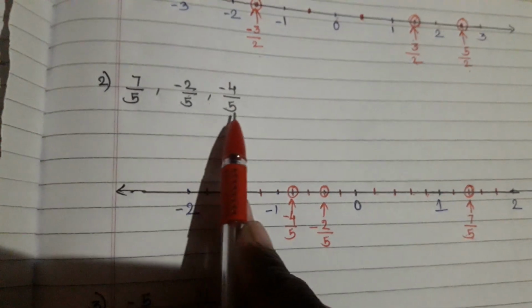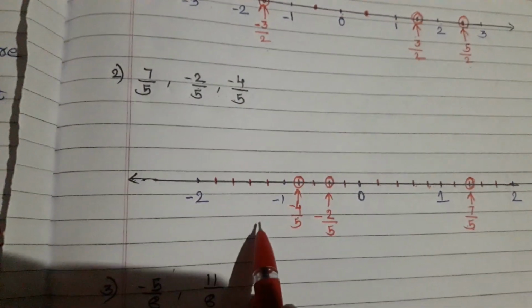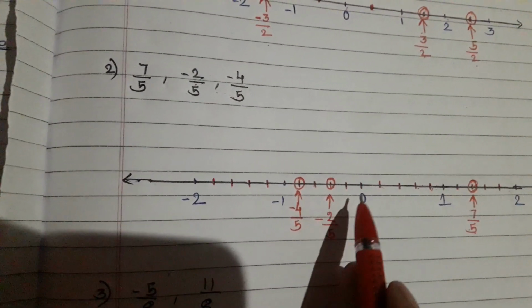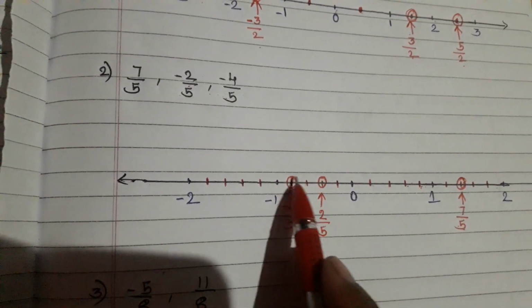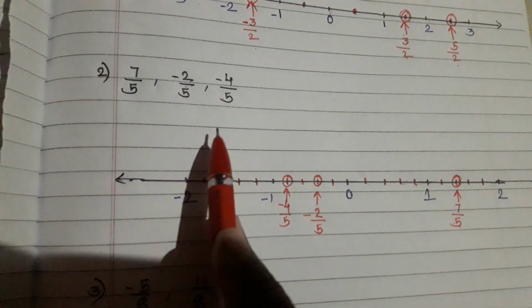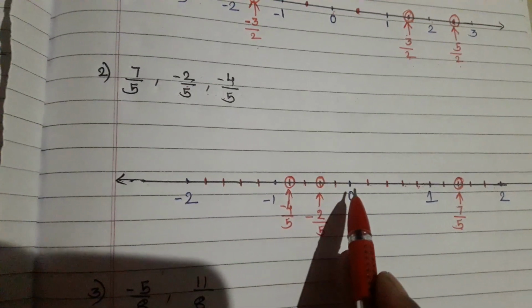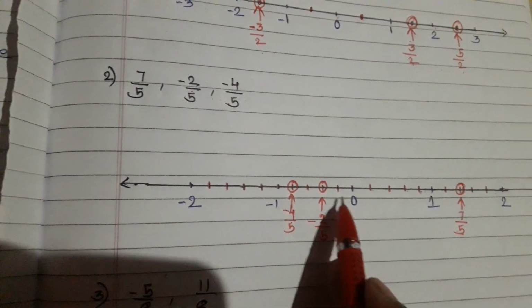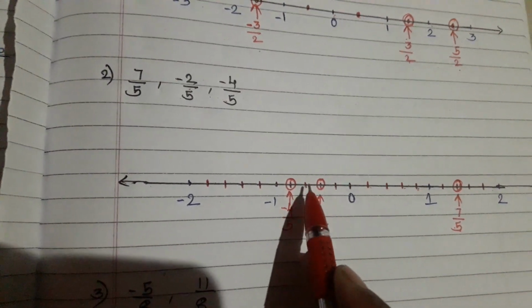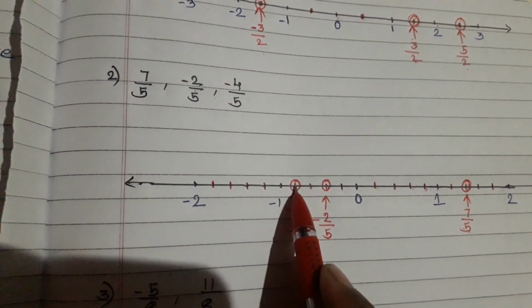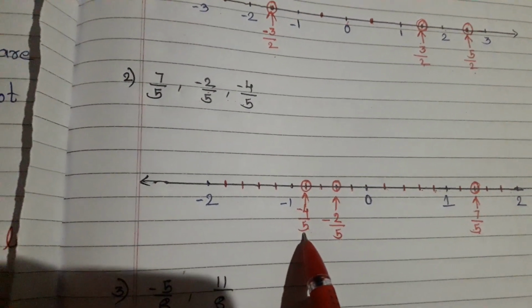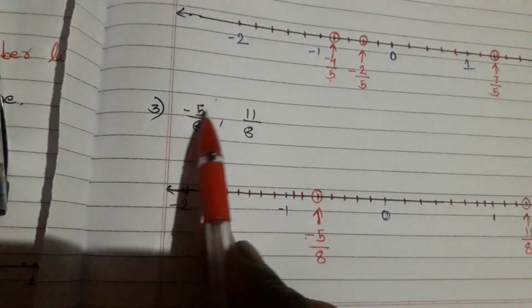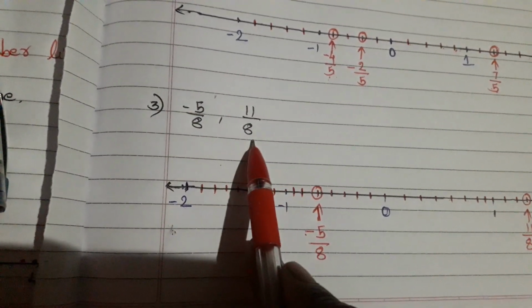Now the third one is minus 4 upon 5. That means count to the left side of the 0, and the fourth point denotes the rational number minus 4 upon 5. Here from the left side 1, 2, 3 and 4. This one denotes the rational number minus 4 upon 5. Now the third example is minus 5 upon 8 and 11 upon 8.